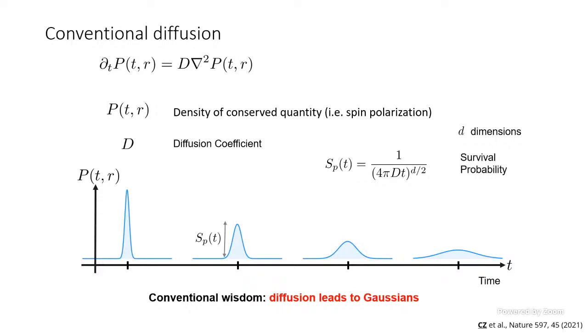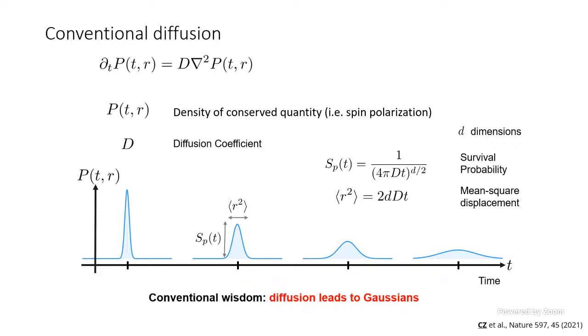And to characterize the diffusive behavior, you can have two complementary ways. One is to look at the height of the polarization profile, which we call the survival probability. This goes with time as a t to the minus d over 2 power law, where d is the dimensionality of the system, which should be 3 in our system. At the same time, a complementary way to diagnose diffusion is looking at the mean squared displacement of this polarization profile, which should scale linearly with time t, with a slope of two times the dimensionality multiplied by the diffusion coefficient.